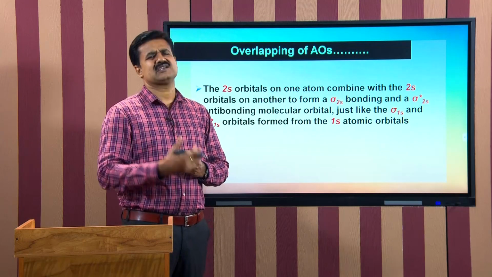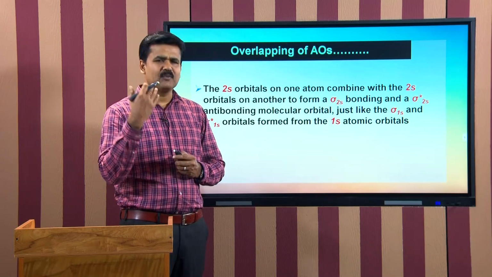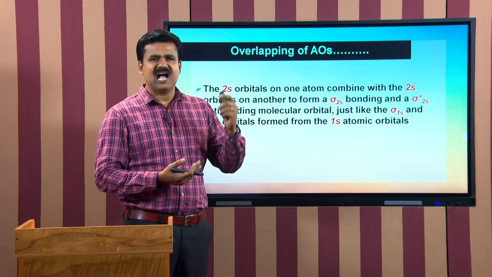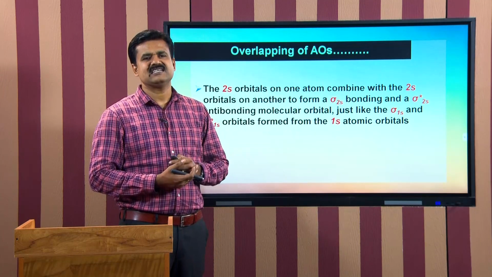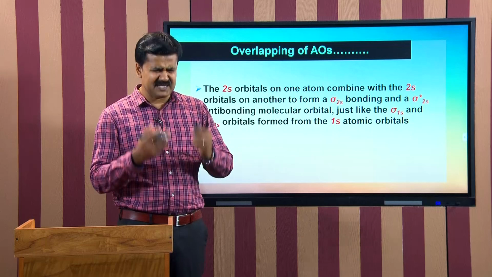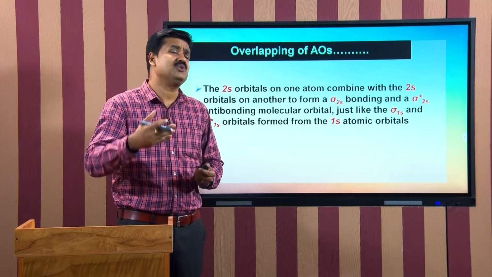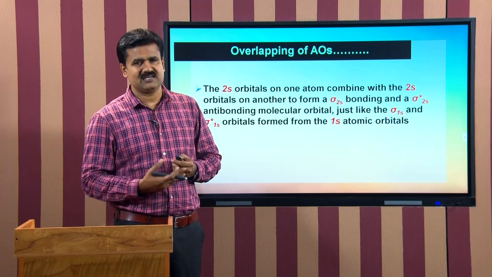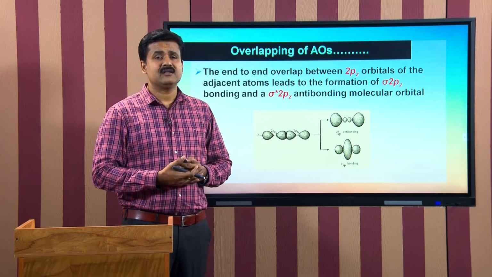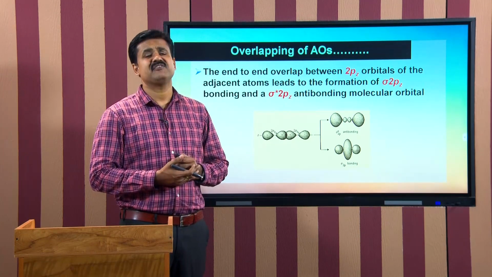So, similar to 1s orbitals, two 2s orbitals undergo overlapping to produce the bonding molecular orbital, that is sigma 2s, and the antibonding molecular orbital sigma star 2s, just like sigma 1s and sigma star 1s formed from the 1s atomic orbitals. This means the overlapping of two 2s orbitals is similar to the overlapping of two 1s orbitals. Now, we are considering the overlapping between 2p orbitals. We know there are 3 p orbitals, namely px, py and pz.